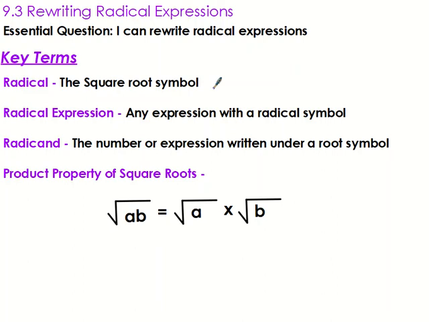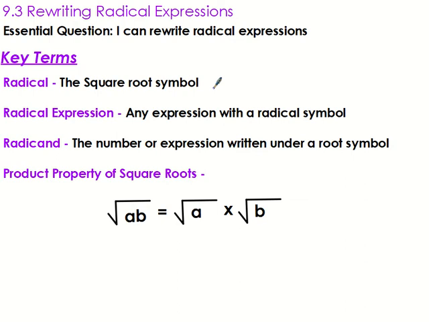Hola, mi clase. We are doing 9-3 where we're going to rewrite radical expressions. So a radical is a square root symbol. It's another word for square root. It kind of talks about all of them, but this one specifically, we're just going to talk about square rooting. Since we're talking about quadratics, the opposite would be to square root something. So that's why this is coming into play right now.